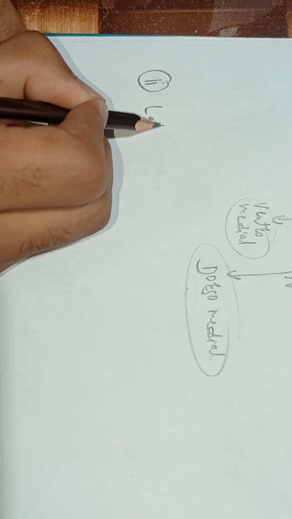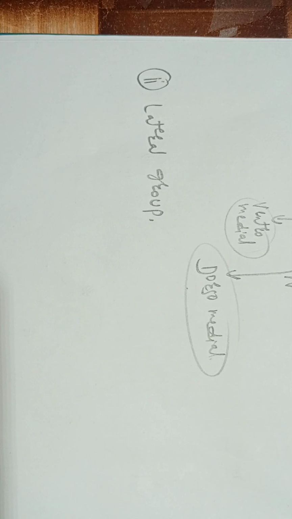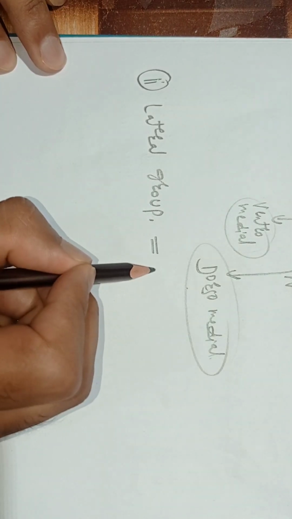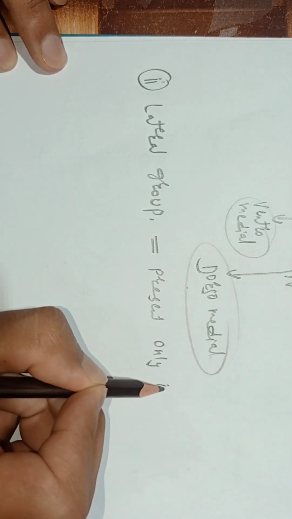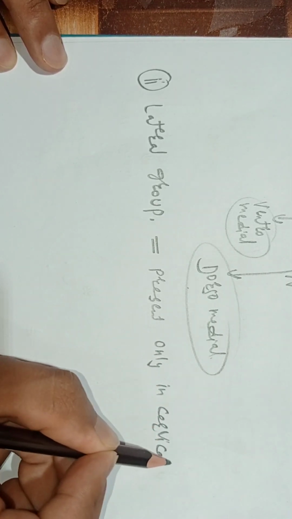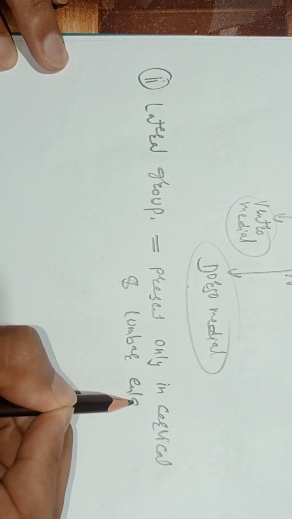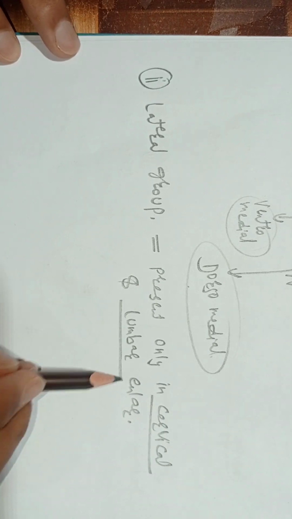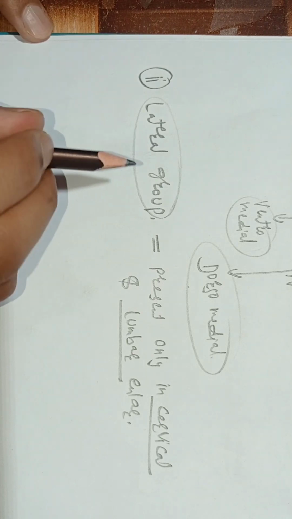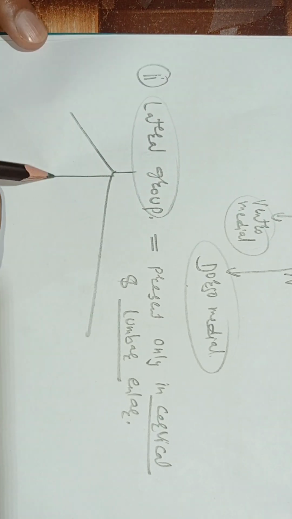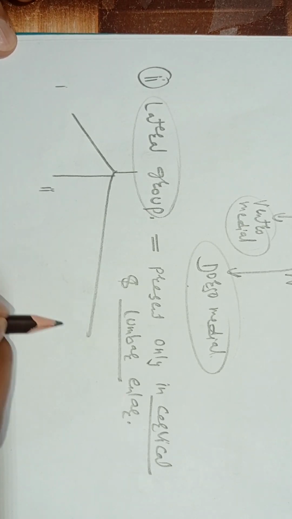The second group of nuclei present in the anterior horn of the spinal cord is the lateral group. The lateral group nuclei are present only in the cervical and lumbar enlargements. We talked about how the spinal cord has cervical and lumbar enlargements. Only in those parts do we have the lateral group. This lateral group consists of three more nuclei: number one, number two, and number three.